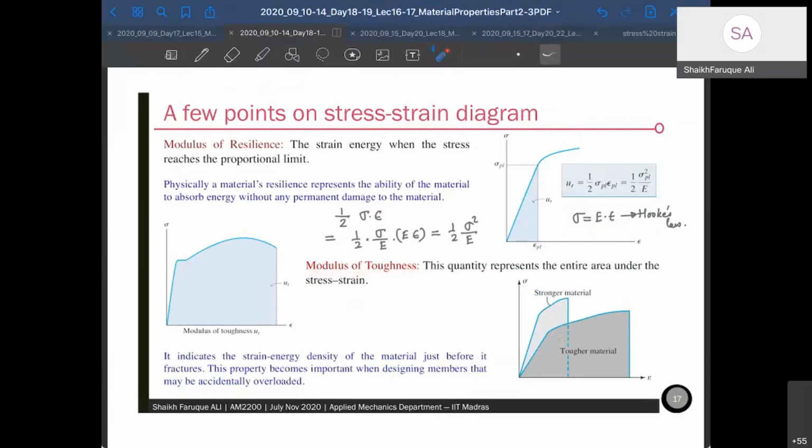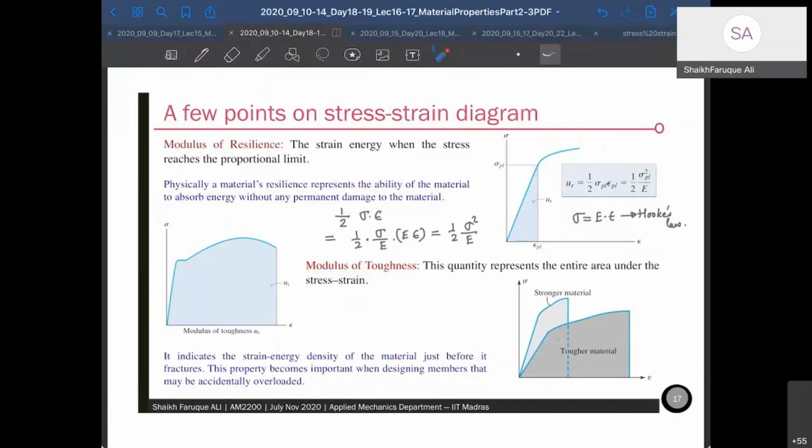Okay. And resilience becomes important when you give slow load and try to find out how much load it can take, but still come back to its original position, right? So it is the ability of the material to absorb energy without permanent damage to the material. So it has to come back to its original position. Then your resilience becomes important.